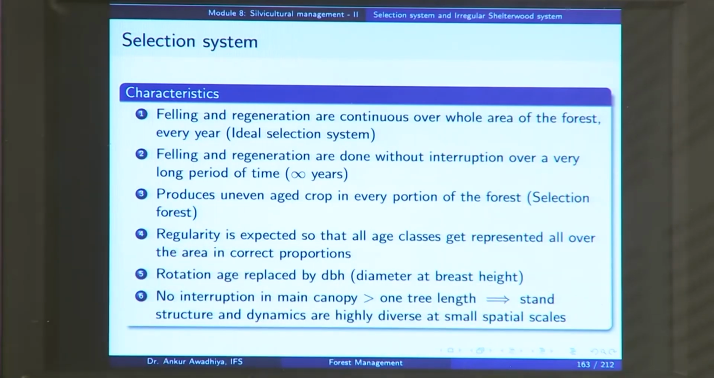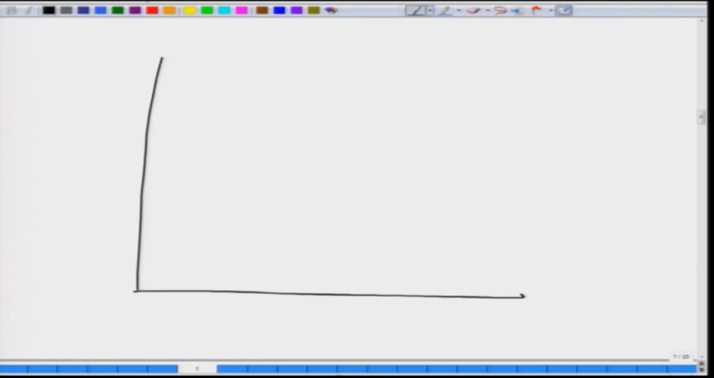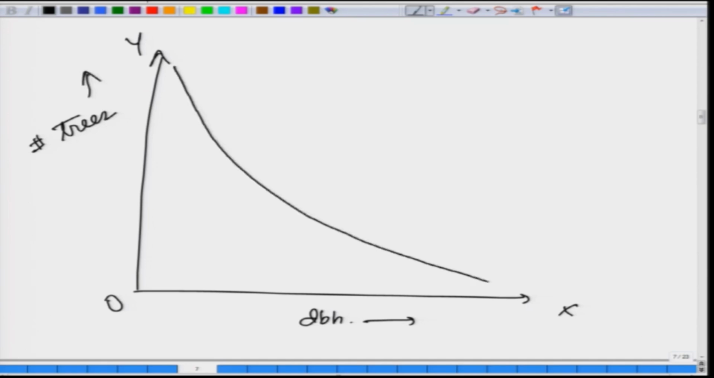So, even if you look at a very small area of a selection forest, you will find that the stand structure and dynamics are very diverse. What we are saying is that in the case of a selection forest, if you represent the number of trees on the y axis and the DBH on the x axis, in a classic or ideal selection forest, you will have a curve like this.